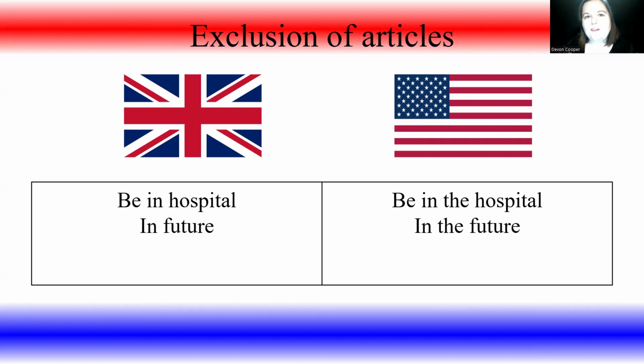So exclusion of articles. There are certain phrases in British English where they don't include articles, where in American English we do, and it sounds odd to us to exclude those articles. So in the US, you are in the hospital, whereas in England, you are in hospital. In American English, we talk about in the future, whereas in British English, they might talk about in future. So they are excluding those articles.